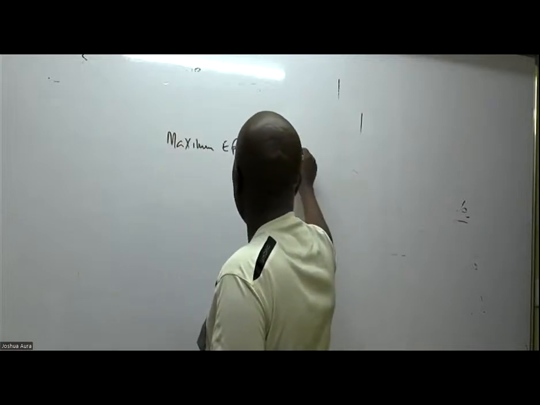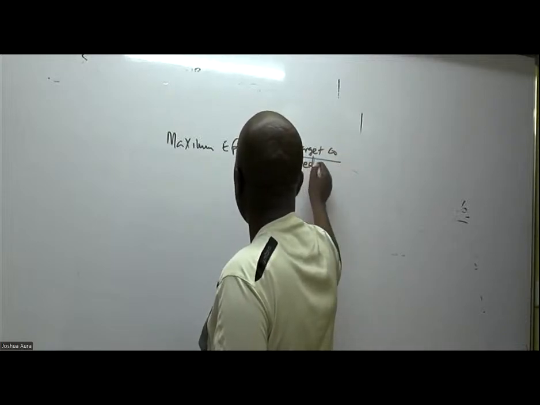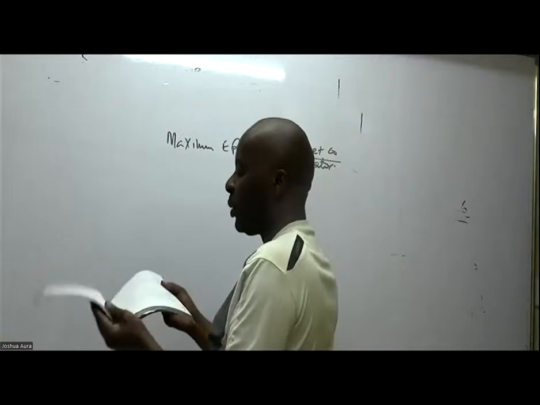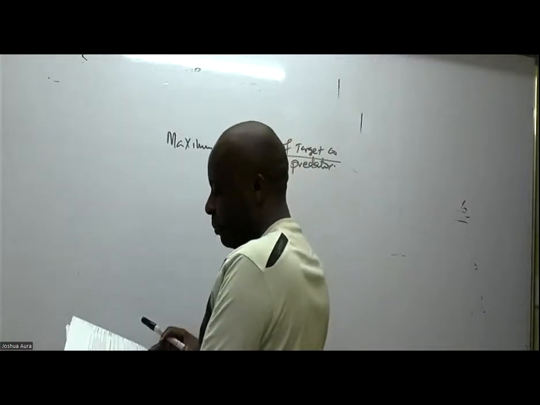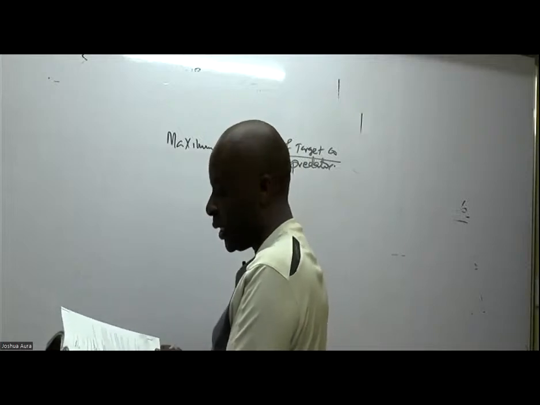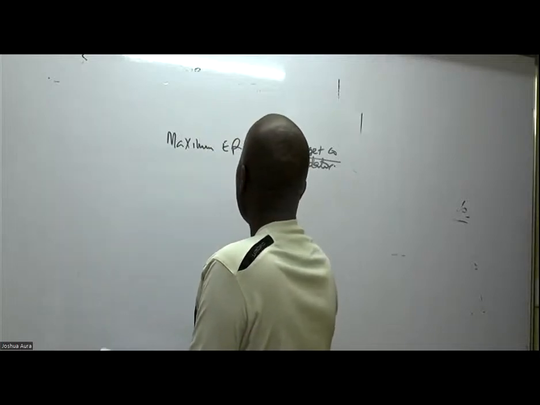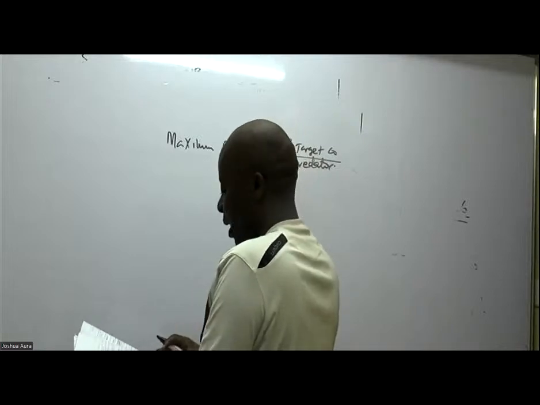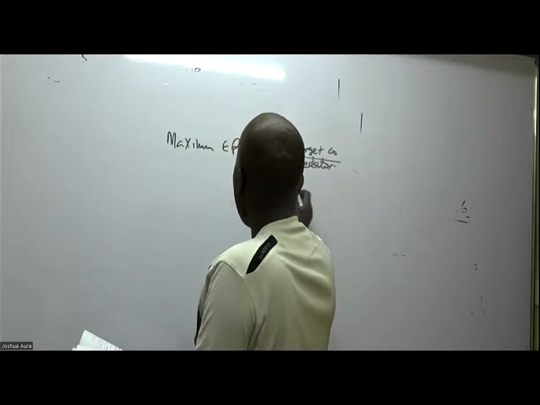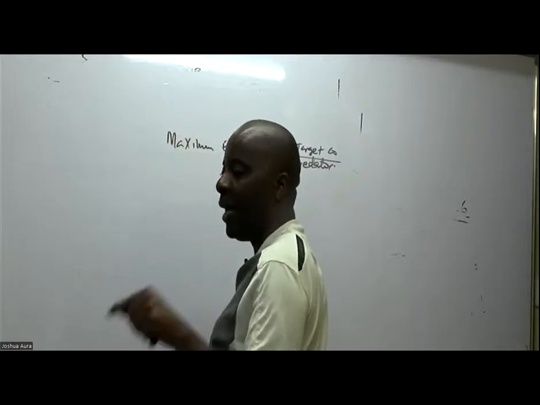My maximum exchange ratio will be EPS of the target company over EPS of the predator. It's always important for you to read this very well. Our target company is which one? Target company is B, because A is the one that is acquiring B, so A is the predator. So EPS will be 1.5 for B over EPS of the predator, which is 3.5. Once I write this, I'll go to my calculator and press 1.5 divided by 3.5.